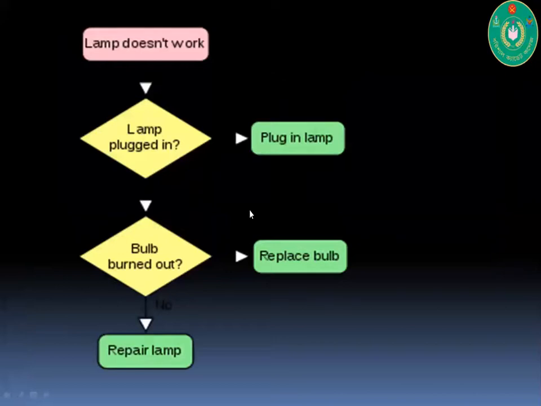Now, there is a diagram on the screen. You can see that if the lamp doesn't work, then the reason could be whether the lamp is plugged in, or whether the bulb has burned out. Now what should we do? Repair the lamp. If the lamp was plugged in, then replace the bulb and repair the lamp. Now what do you understand? Are you in a physics class? No, this is not a physics class. This is definitely an English class.